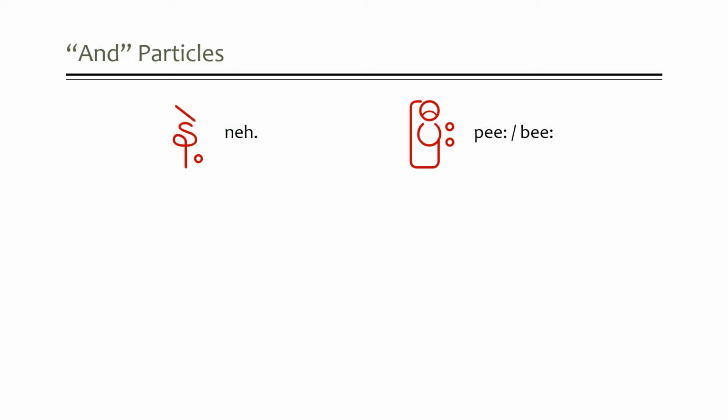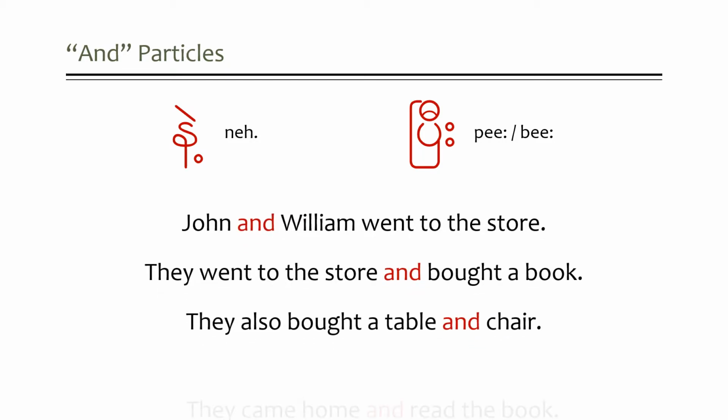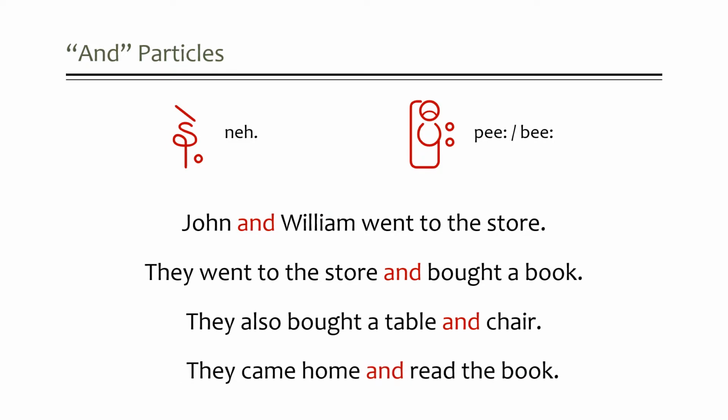So here are the two particles. The first is pronounced ne, and the second pi or b. Now let's look at 4 examples of sentences that use the word and. Now 2 of these sentences use the ne particle and 2 use the pb particle. Let's look at each sentence and see if you can figure out when to use each.